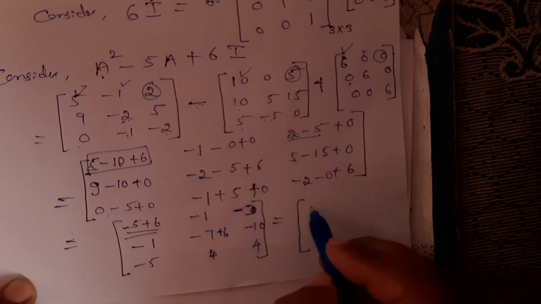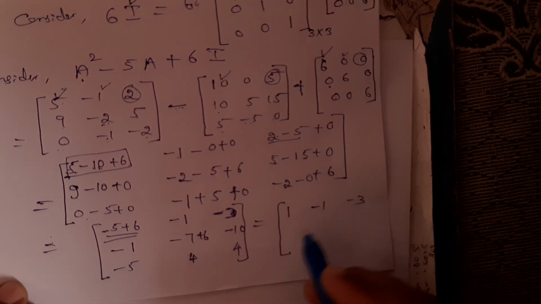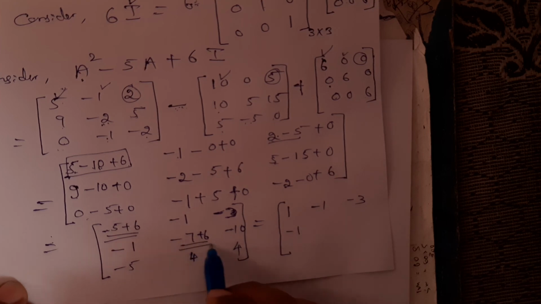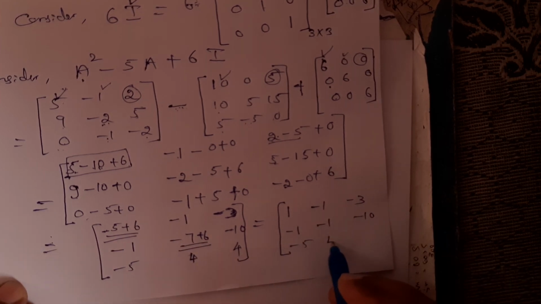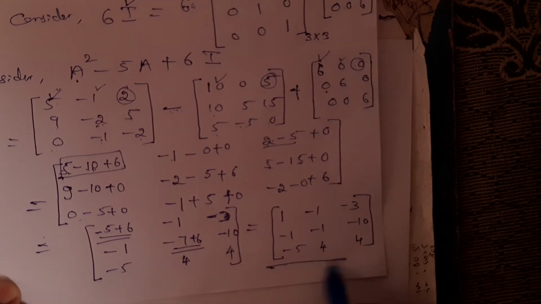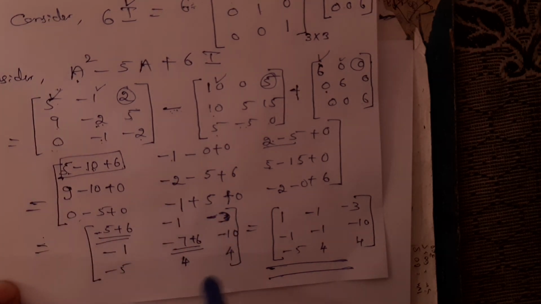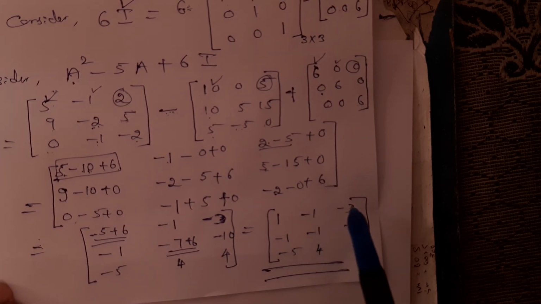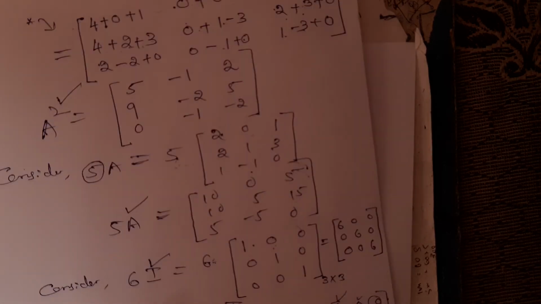So this minus 5 plus 6 will be 1. Then minus 1, minus 3. So minus 1. Then minus 7 plus 6 is minus 1. Minus 10. Then minus 5, 4, 4. So this is the desired result. Okay, so we can make these simplifications and write it directly. I have shown it in detail here. So 1, minus 1, minus 3, minus 1, minus 1, minus 10, minus 5, 4, 4. So this is the required answer.